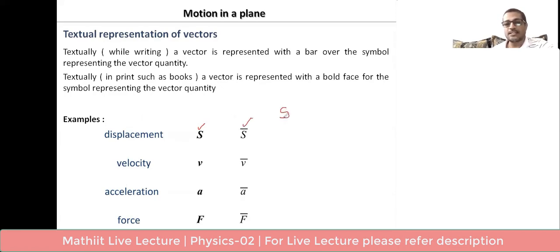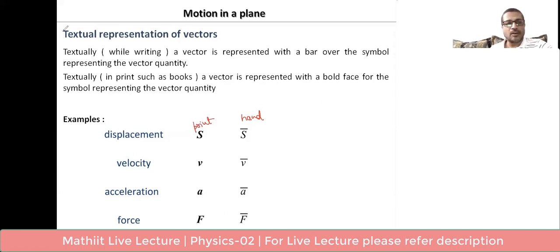Because writing S like this and keep on darkening it like this is a very tedious task, right? On the contrary, just putting S with a bar is much easier. So all these right-hand sides are handwritten, and this is printed. In print, we use this.